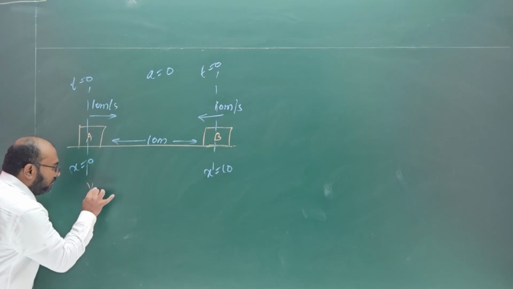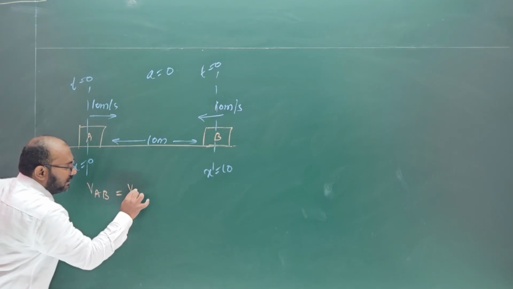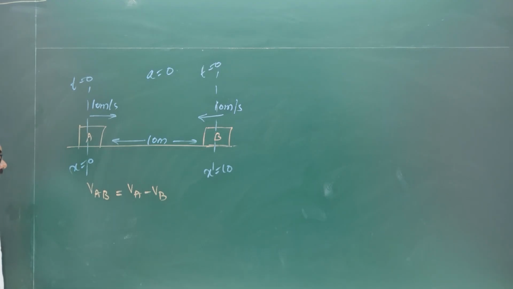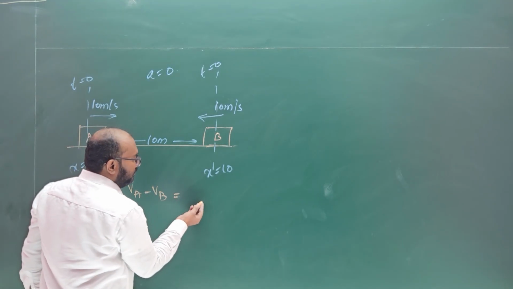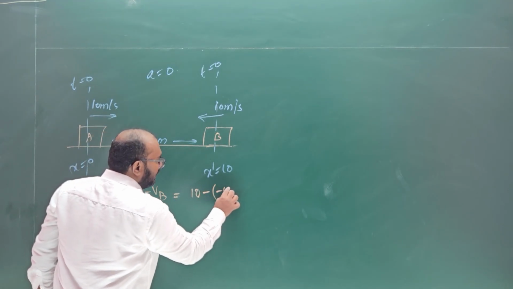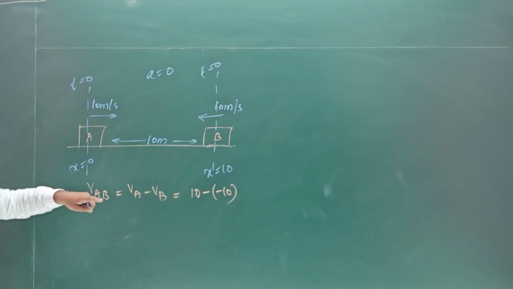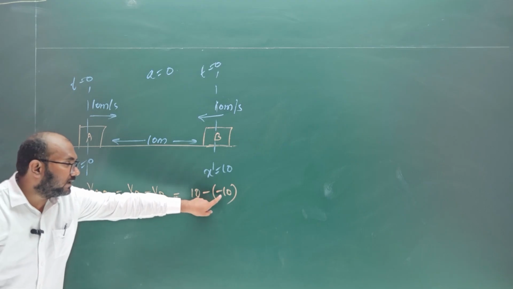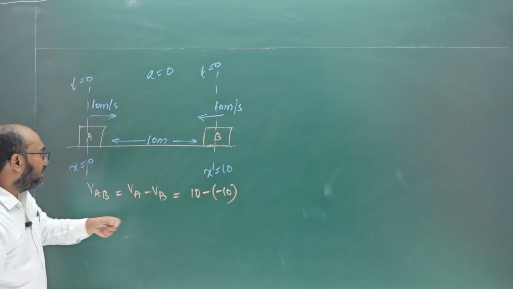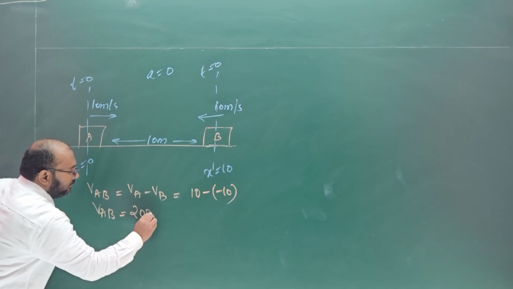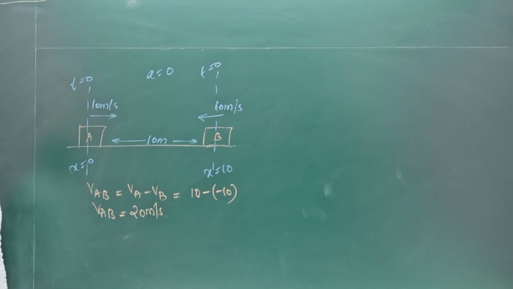If I ask you V_AB, then you will say V_A minus V_B. Yes or no? Okay. Similarly, you will be substituting the value, and can I write minus of 10? V_A in the positive direction, V_B in the negative direction. So minus of minus 10. Or can I say that V_AB is nothing but 20 meter per second.